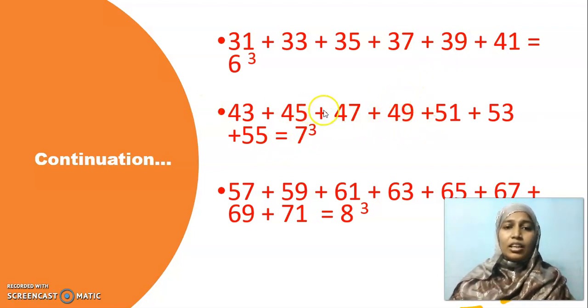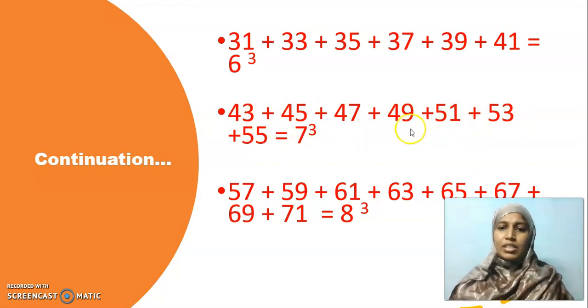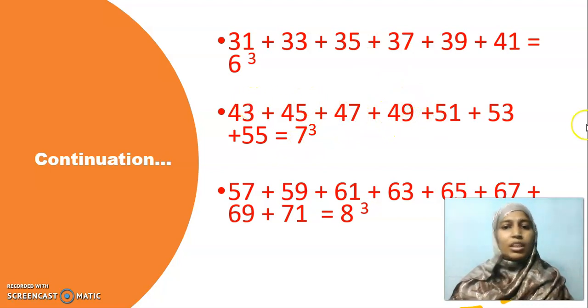Then I go from the back order. Okay, 47, 45, 43. Then here 51, 53, 55 till I get 7 numbers. If it is an even number like 6 cube, I will have 6 numbers only. I will not have any extra number in between. Here it is 7, so this is an extra number. Here 3 numbers, here 3 numbers.